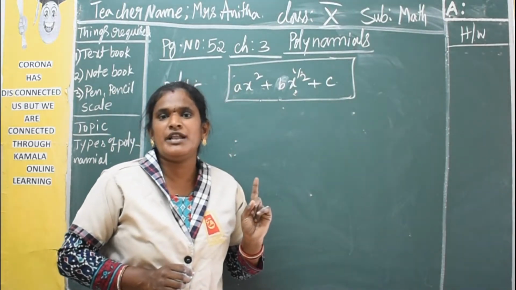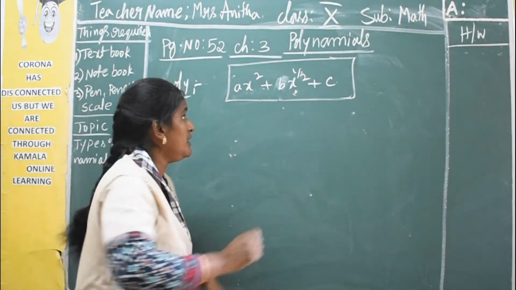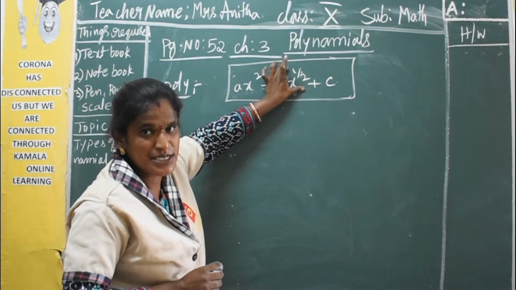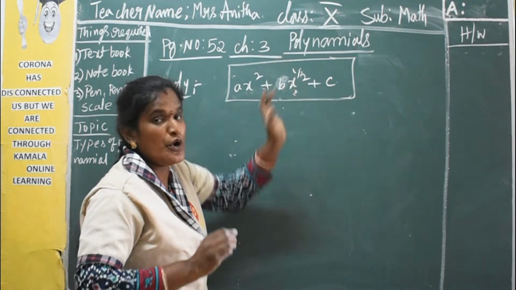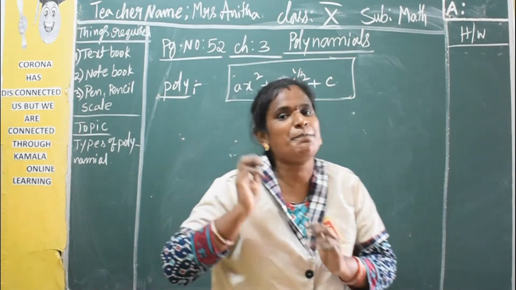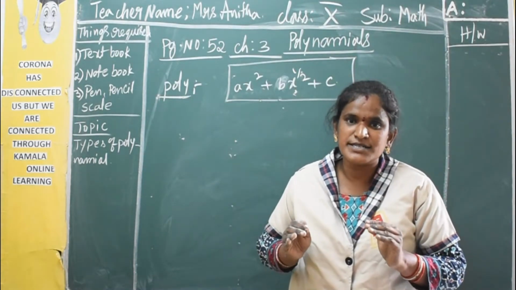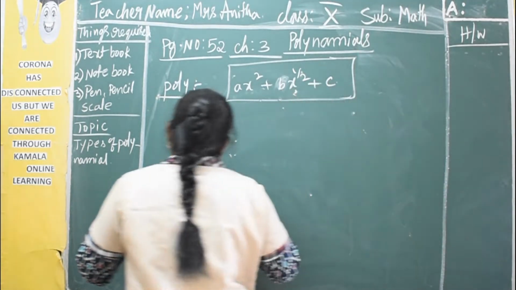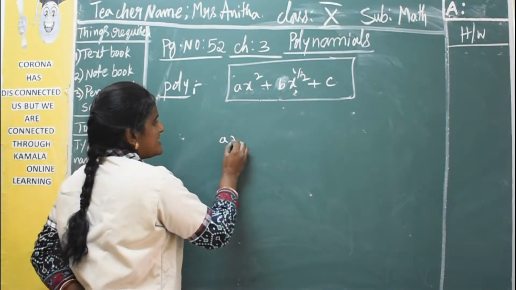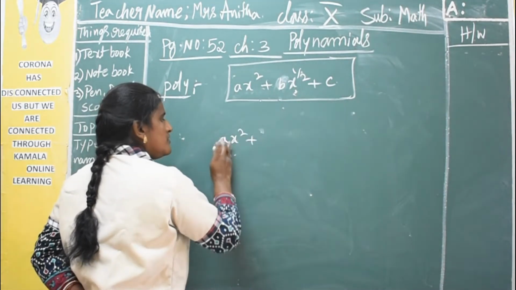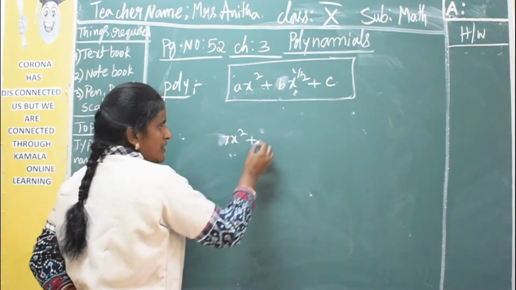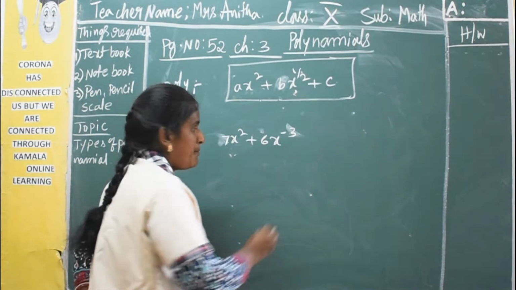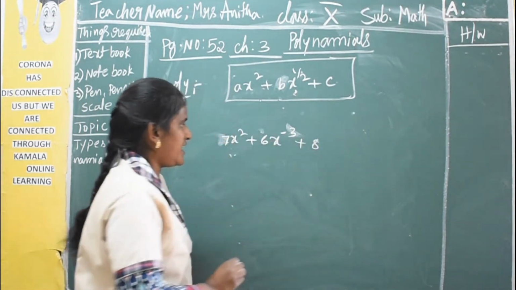Why is it not a polynomial? Because in the power place, it is having a radical. Yes, it is in a fraction form, or not? Polynomial means it is free, in the power place, from radicals, fractions and negative terms. For example, I am taking ax square plus 7x square plus 6x power minus 3 plus 8.